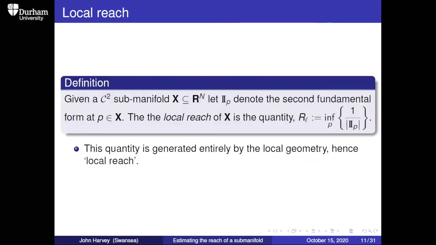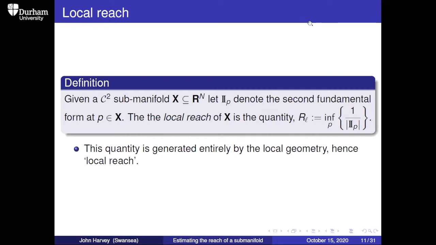So very quickly, what's the local reach? It's to do with curvature. If you have a submanifold, an embedded submanifold, then the simplest way to think about the curvature is through the second fundamental form. The more curved it is, the higher the second fundamental form. And if I take the operator norm of the second fundamental form at a point and take the reciprocal of that, then that gives me the radius of a sphere that I can fit inside the submanifold.